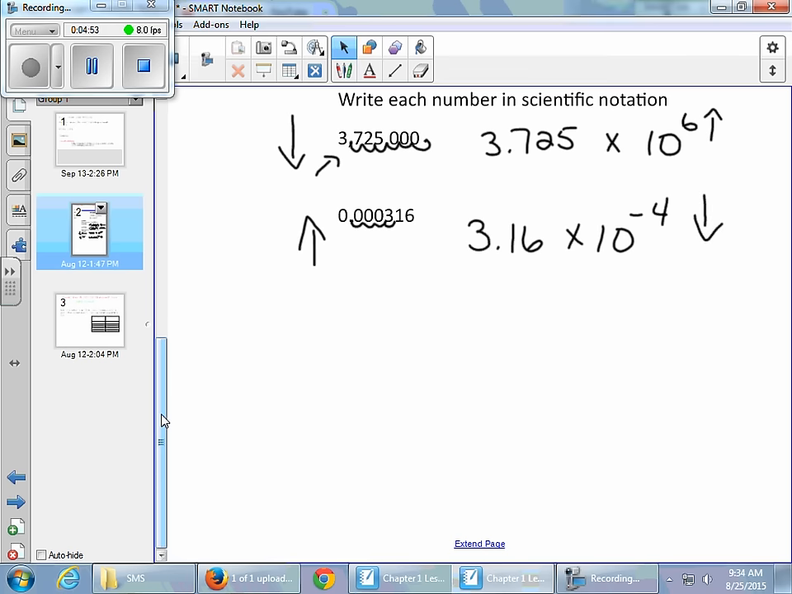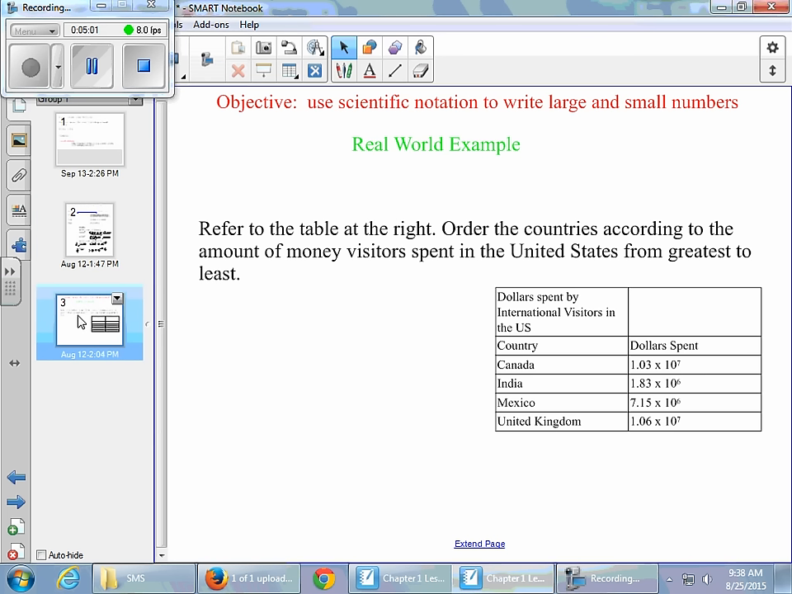Any questions, please write them down and bring them into class. Okay, moving on to our real-world example. First, using the table at the right, order the countries according to the amount of money visitors spent in the United States from greatest to least.